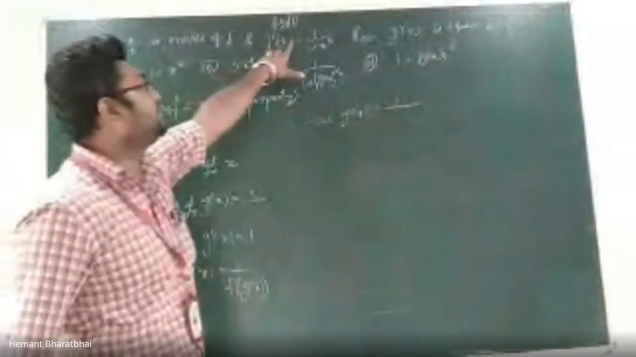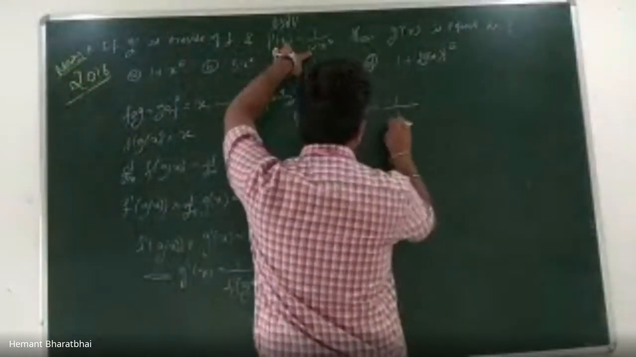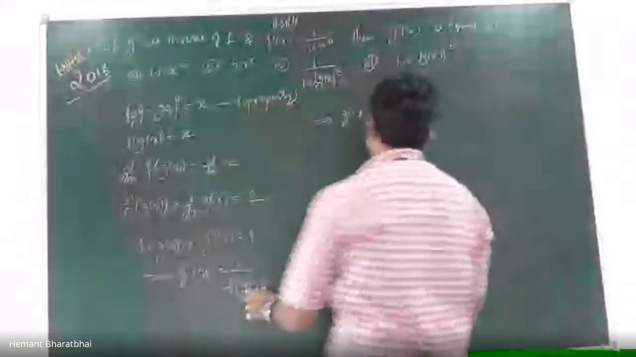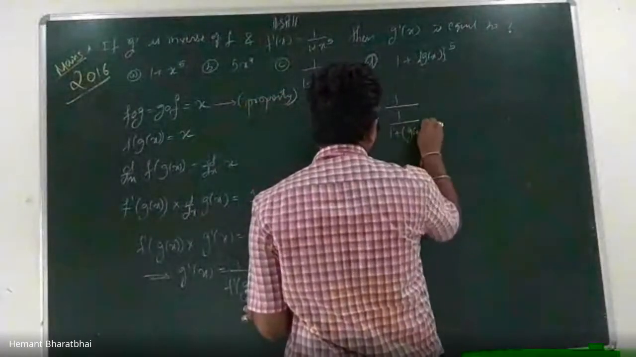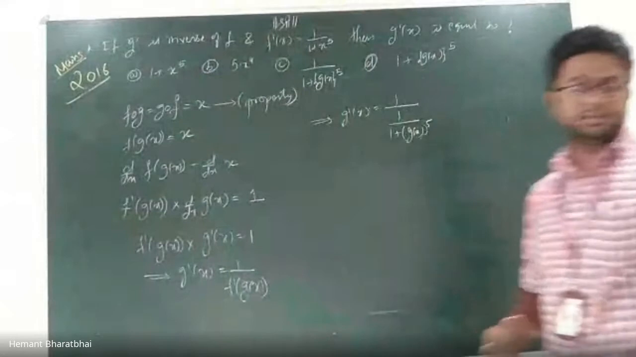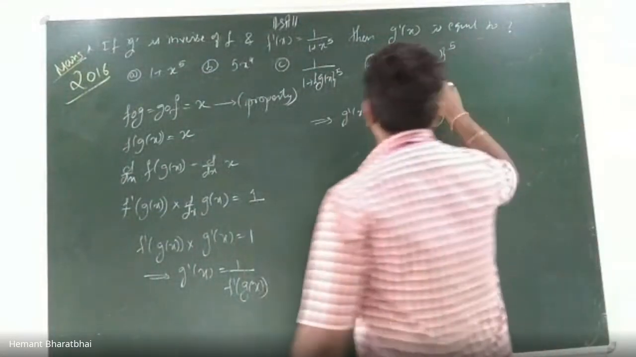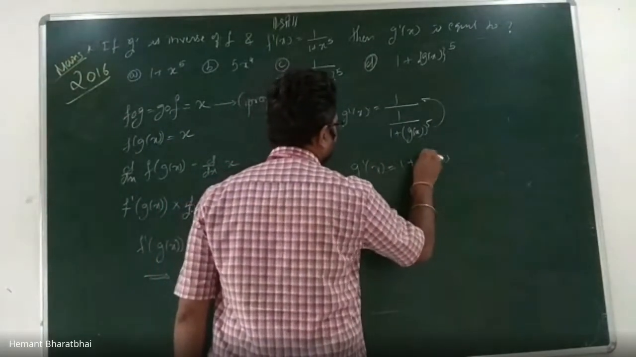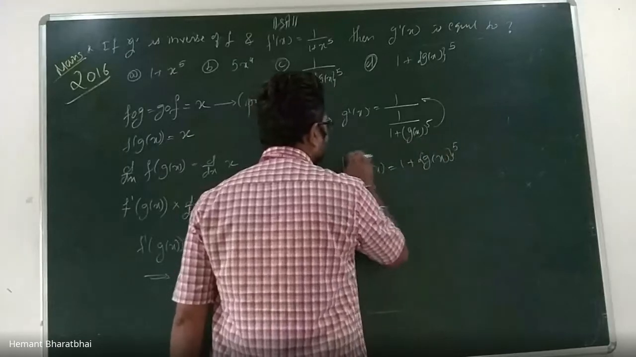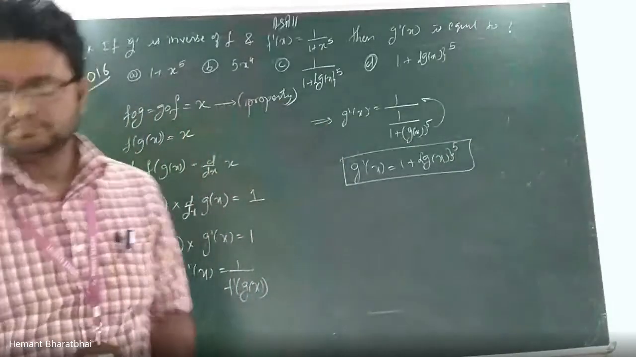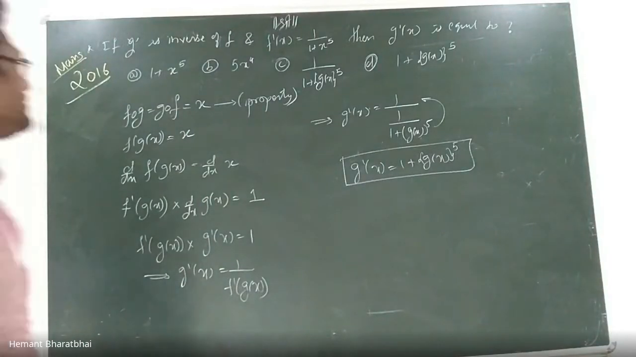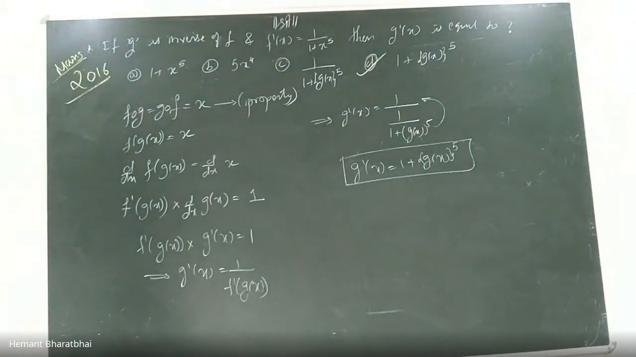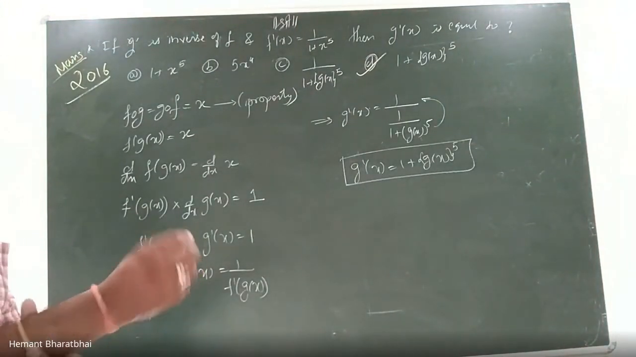So what is f dash of x? I will substitute the value of f dash of x, which is 1 upon 1 plus x raised to 5. But here I have g of x, so wherever there is x, I will substitute g of x, the whole raised to 5. So it is 1 upon 1 upon, so this will go up. Therefore, I will get g dash of x is equal to 1 plus g of x the whole raised to 5. This is my answer, which is option number D.